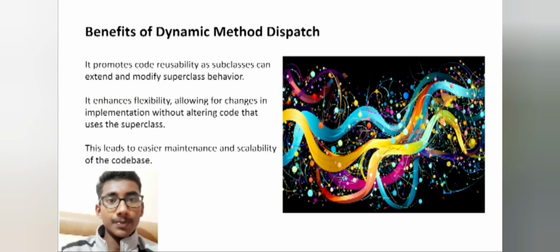Next, we discuss the benefits of dynamic method dispatch. What is the use of dynamic method dispatch and its benefits, we can discuss here. It promotes code reusability as a subclass can extend and modify superclass behavior. It enhances flexibility, allowing for changes in implementation without altering code that uses the superclass. This leads to easier maintenance and scalability of the codebase. These are the benefits of dynamic method dispatch.